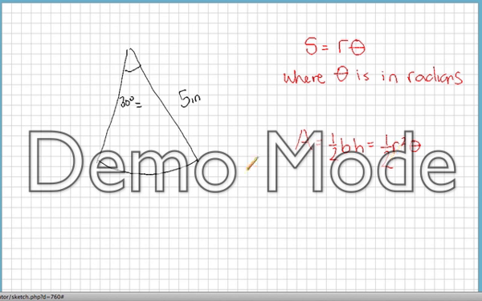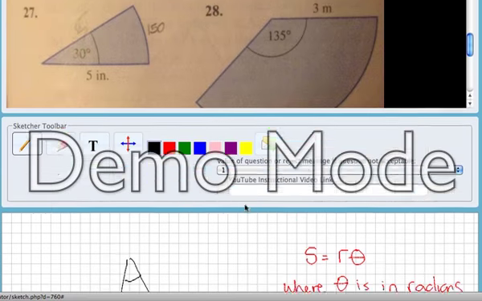So for part A of this question, we're looking for the perimeter of this arc right here. To find the perimeter of the arc, we're going to use the formula S, where S stands for the perimeter of the arc, equals R, where R is the radius, times theta, where theta is this inner angle right here. The really important thing to note here is that theta is in radians.